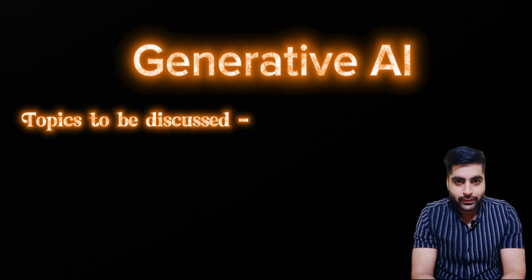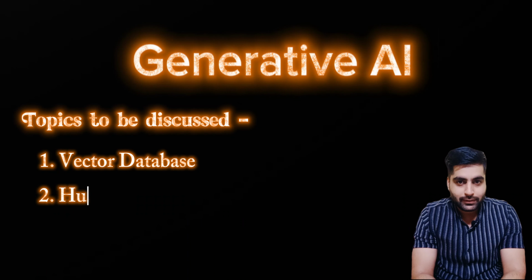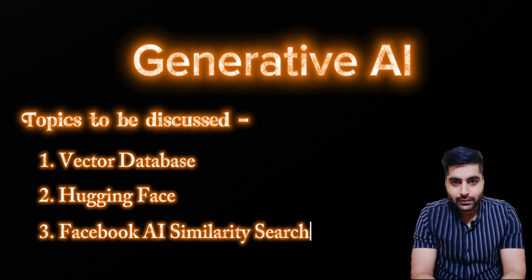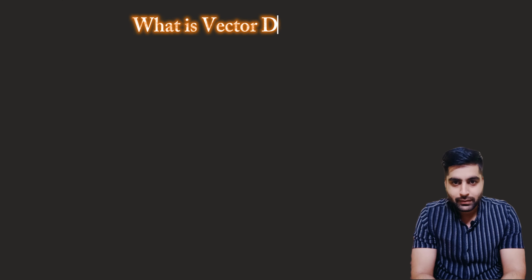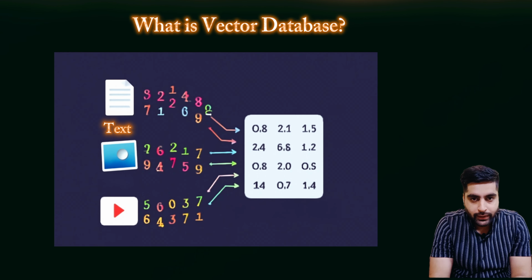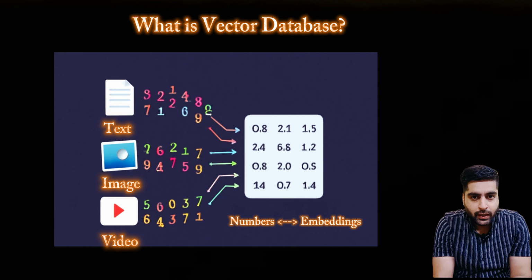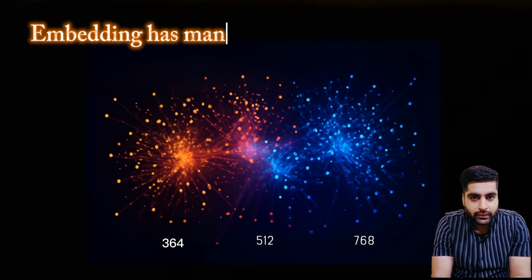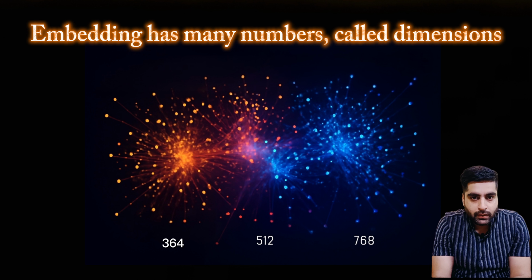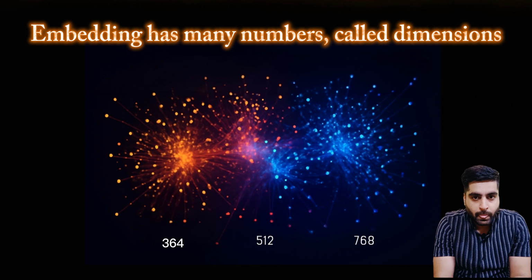In this video, I'm going to discuss vector database, Hugging Face, and Facebook AI Similarity Search. Let's first start with basics. What is a vector database? Imagine you have text, image, or video, and you have converted them into numbers. These numbers are called embeddings, and these embeddings are stored inside a vector database. Each embedding can have multiple numbers, and these numbers are called dimensions. Each embedding can have dimensions like 384, 512, 768, and even more.